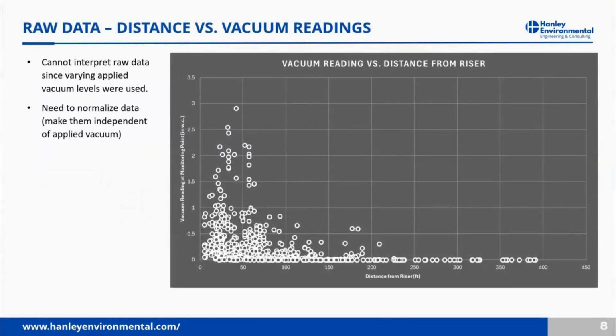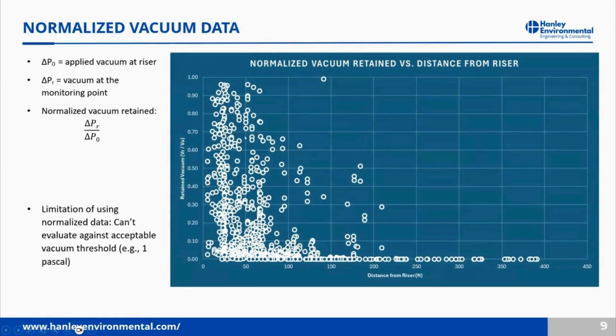Here's all the data just plotted on a graph with distance from the riser on the x-axis and the vacuum reading at the test port on the y-axis. It's not especially helpful to look at it in this way because we test at different applied vacuum levels. At each riser, we might test at several different levels to see changes in vacuum influence. So we can normalize this data by taking the vacuum influence measured at the test port and dividing it by the vacuum that was applied at the riser. That tells us the retained vacuum on a scale from 0 to 1 versus distance. If we normalize the data in this way, it allows us to break it down and more easily compare different tests that were done.